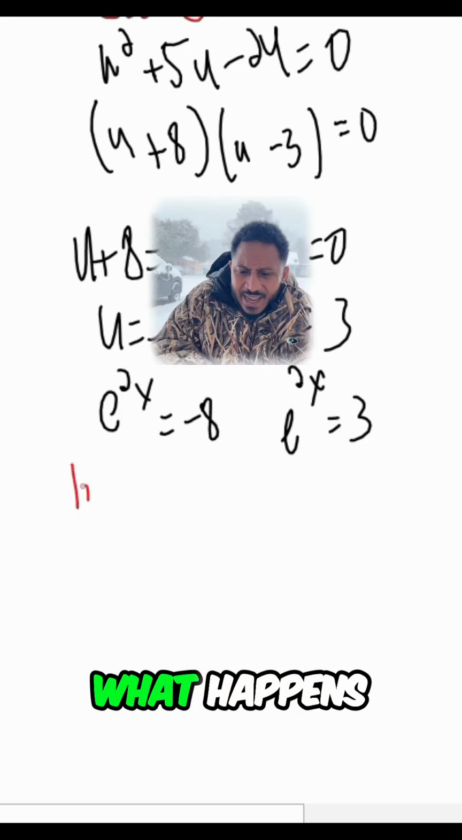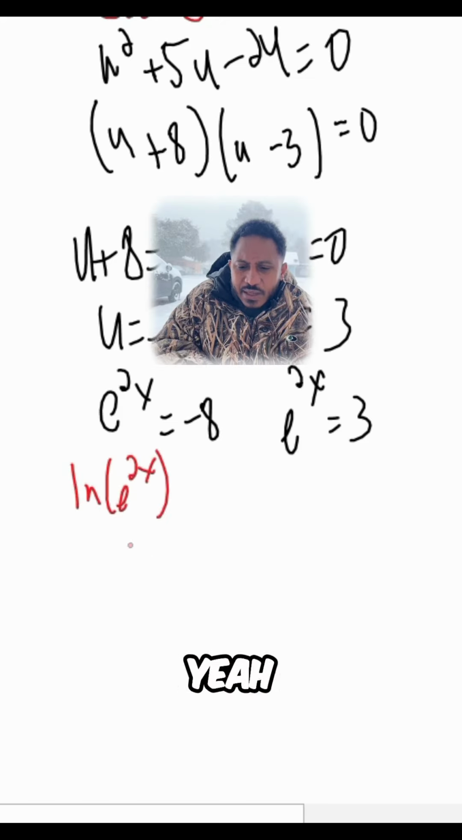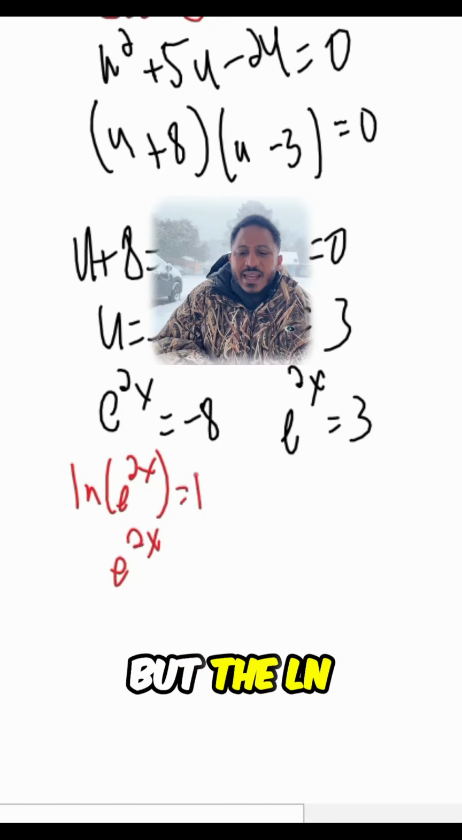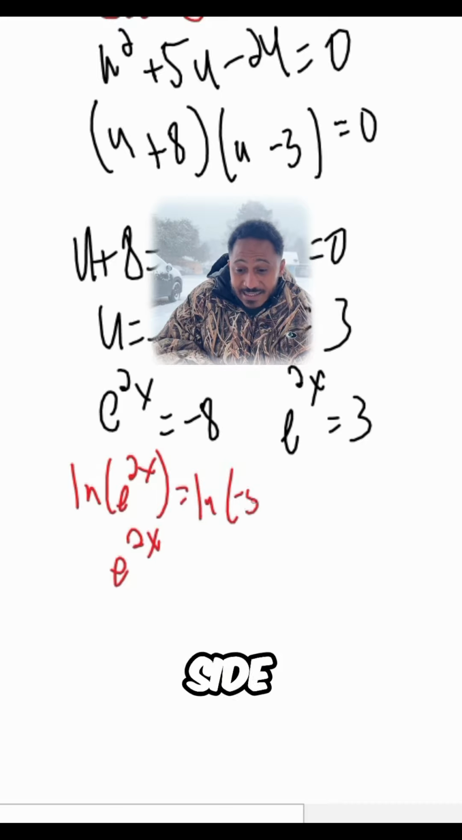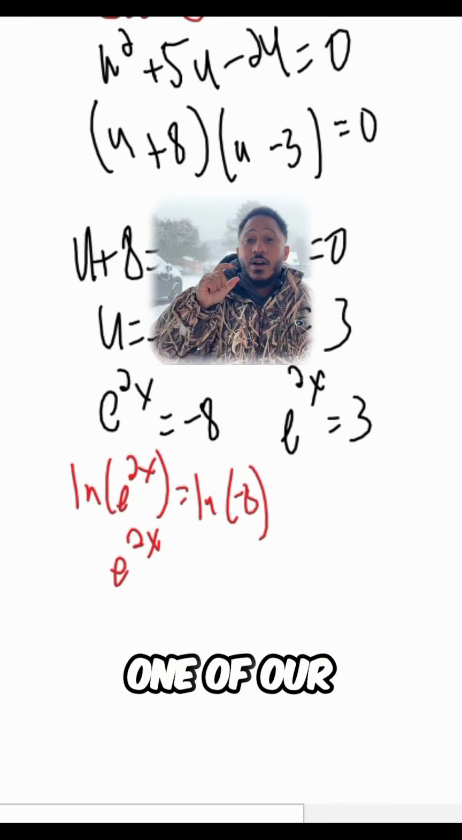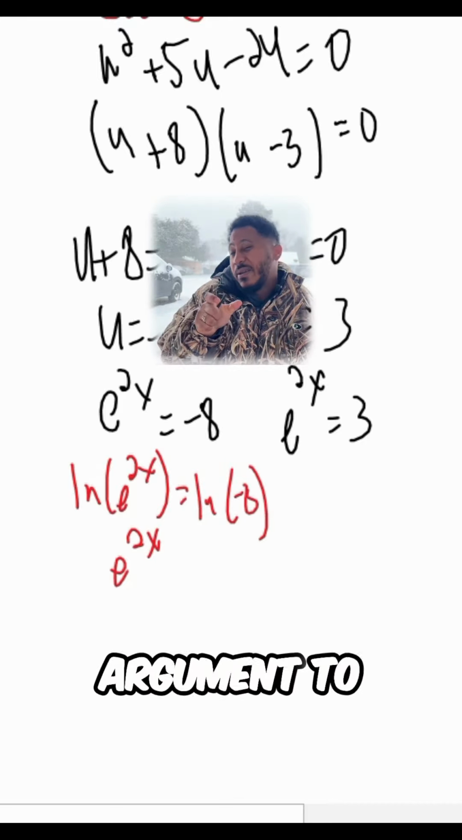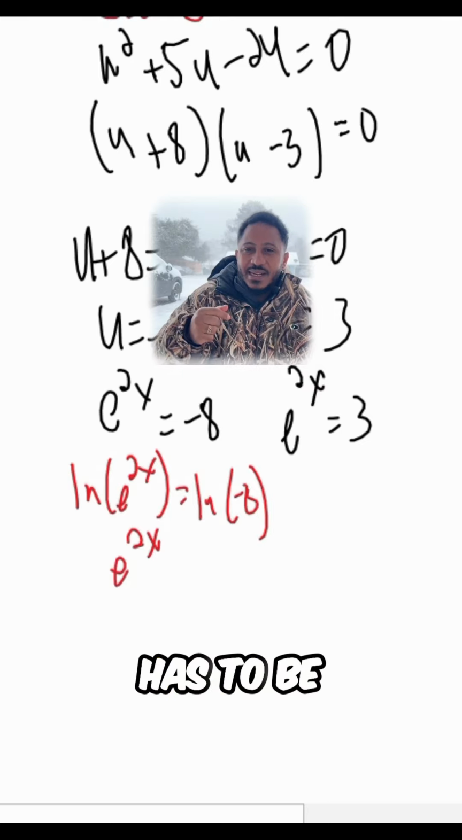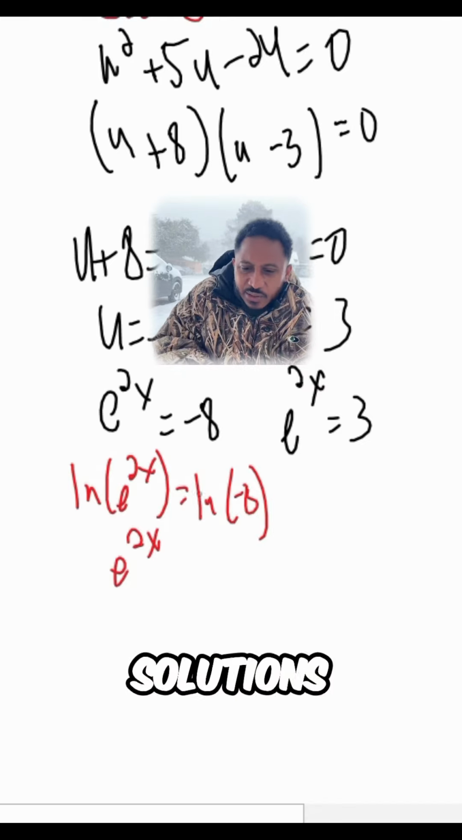But notice what happens. If I ln the left-hand side, that'll give us just e to the 2x. But the ln of the right-hand side is the ln of something negative. Remember, one of our properties of logs is that the argument inside of that log has to be positive. So this doesn't give us any solutions here.